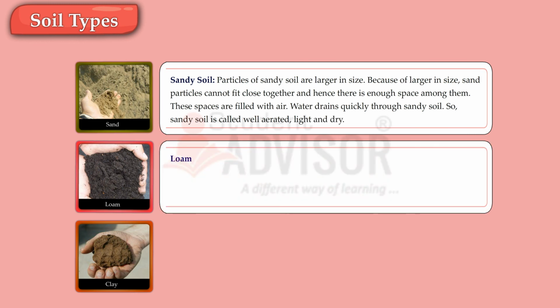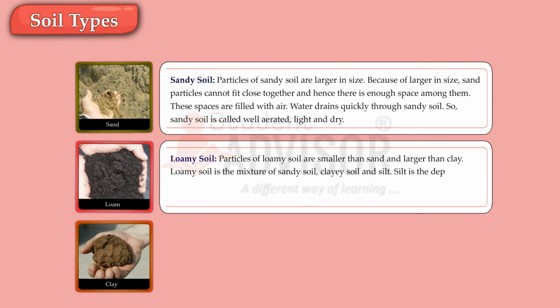Loamy soil. Particles of loamy soil are smaller than sand and larger than clay. Loamy soil is a mixture of sandy soil, clay soil and silt. Silt is a deposit in river beds.